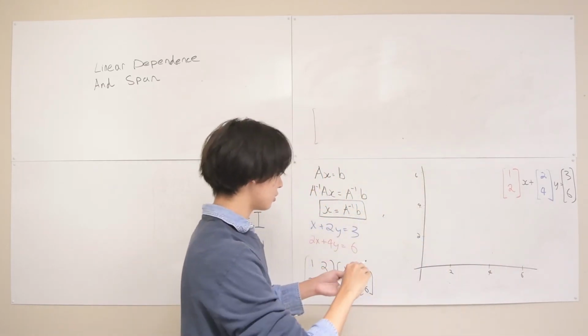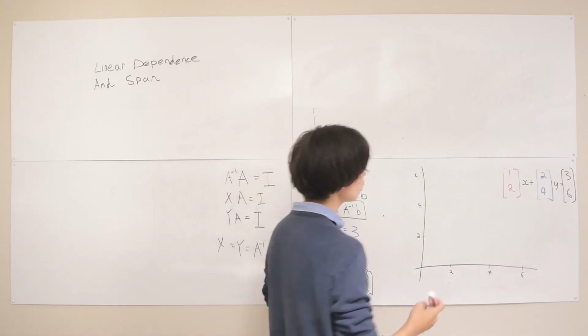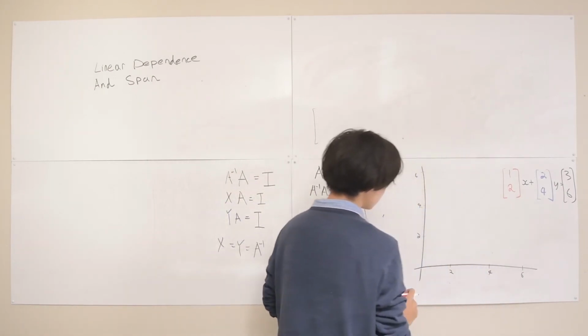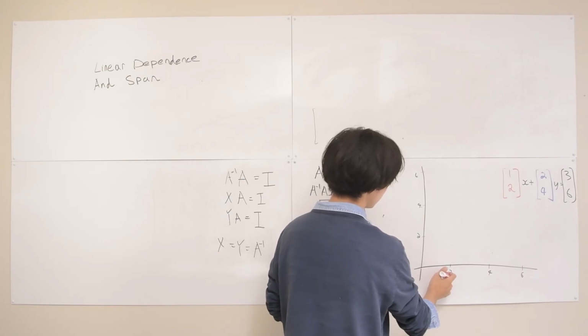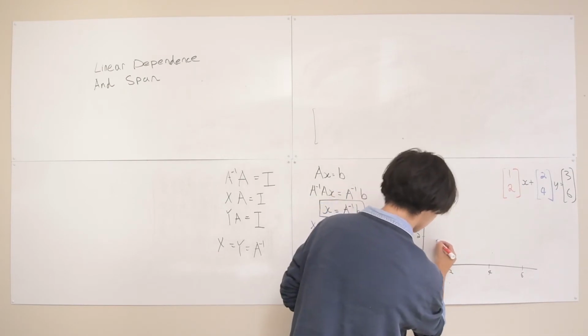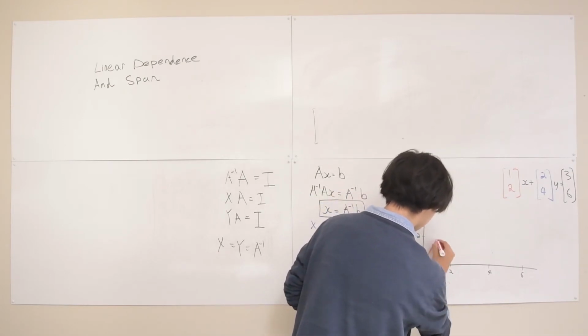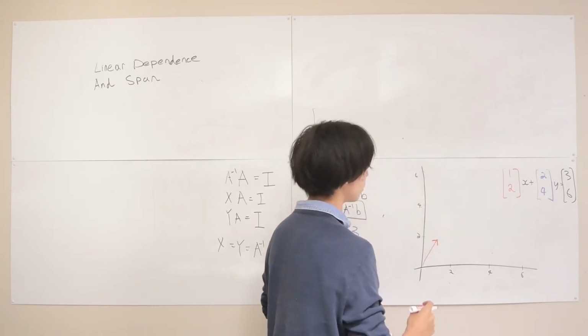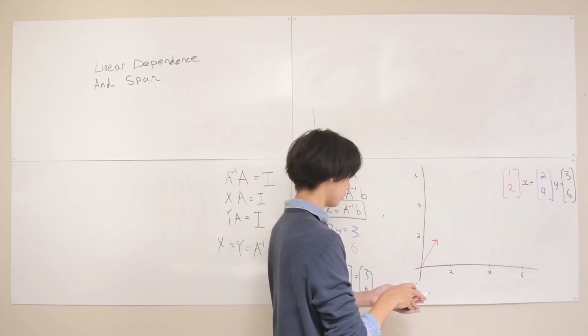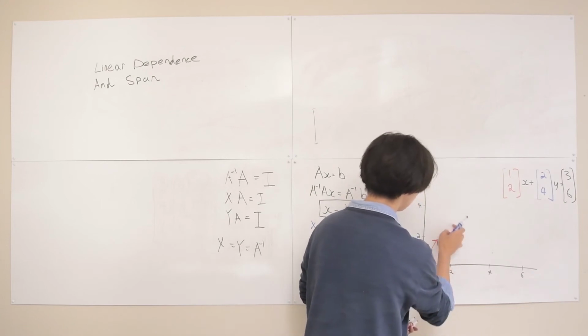Okay, so let's plot these two vectors here. So we have 1 and 2, so x equals 1, y equals 2, so that's going to be about here. Okay, and let's plot our second vector, which is going to have 2 and 4. So it's going to be 2 and 4.